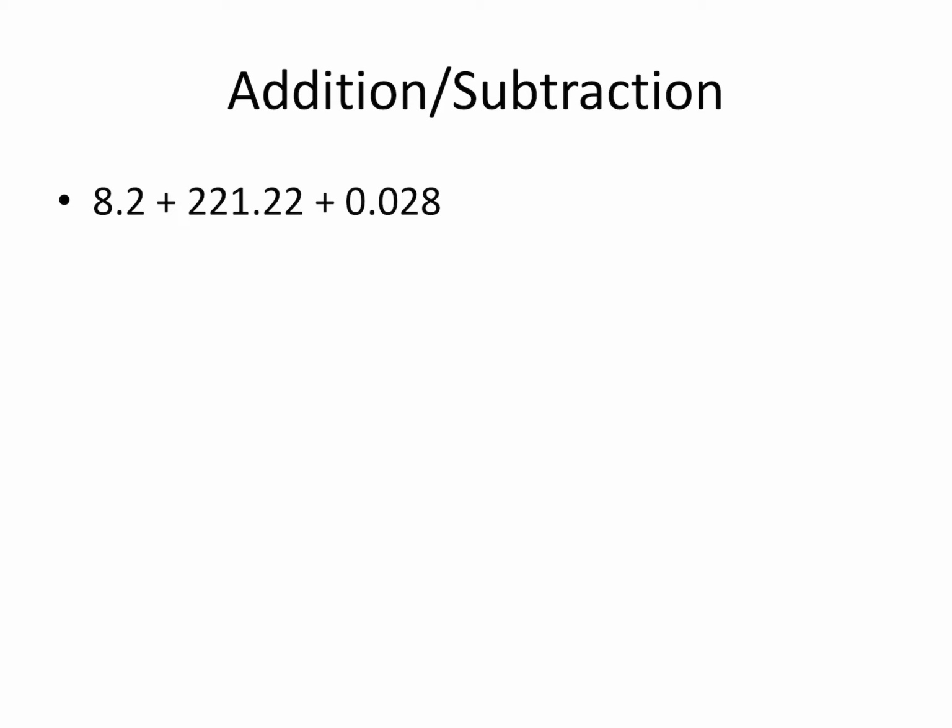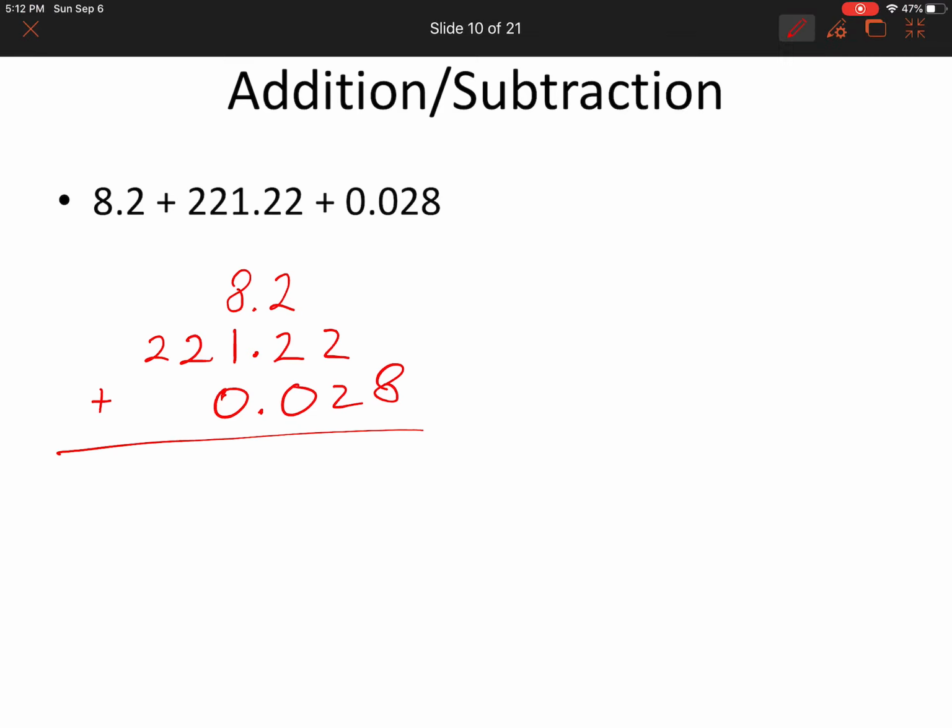All right, another example. Here's 8.2, 221.22, and 0.028. And I'm going to add these numbers together. My line, once again, gets drawn after the 10th place. That's not necessarily always true, but in this case, it is. So here I get 229.448. Okay, so this time, the 4 determines whether this rounds up or down. And so this stays 229.4.